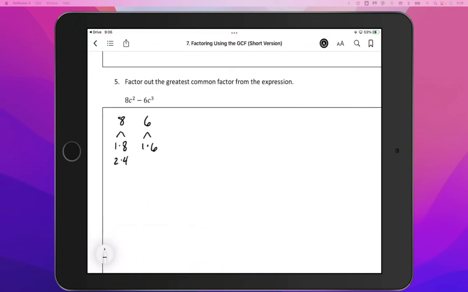We got 1 times 6, or 2 times 3. And so we can see that our greatest common factor here is going to be 2. And then in terms of the variables, we have a c squared and a c to the power of 3. Again, we can only divide by the lowest number that we have. So in this case, it's going to be a c to the power of 2. And so what we're going to factor out of this is a 2c to the power of 2.